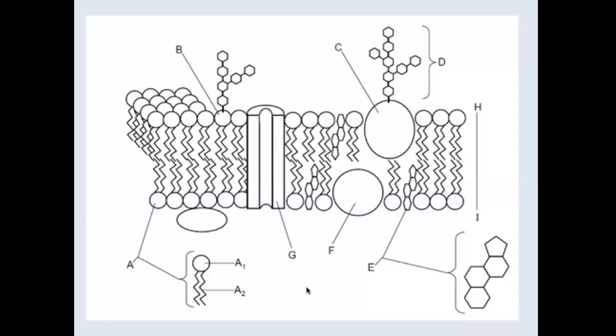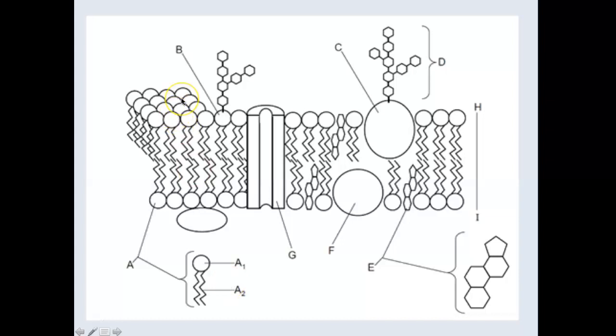So let's see, what letter is going to refer to a phospholipid? It's letter A, right? So A is a phospholipid. And then A is broken into two subparts, so A1 and A2. So what's A1 going to be called? That should be the head, right? And we can go further and say it's a phosphate head. And we can go even further and say it's a hydrophilic phosphate head. And then A2 refers to the fatty acid tails, right? And those are hydrophobic fatty acid tails. All right, so that's A.